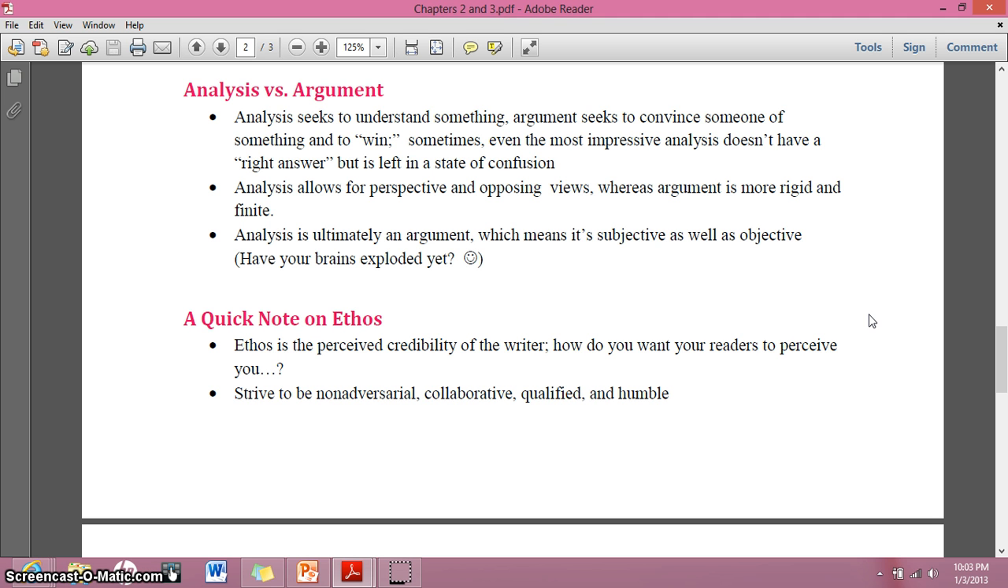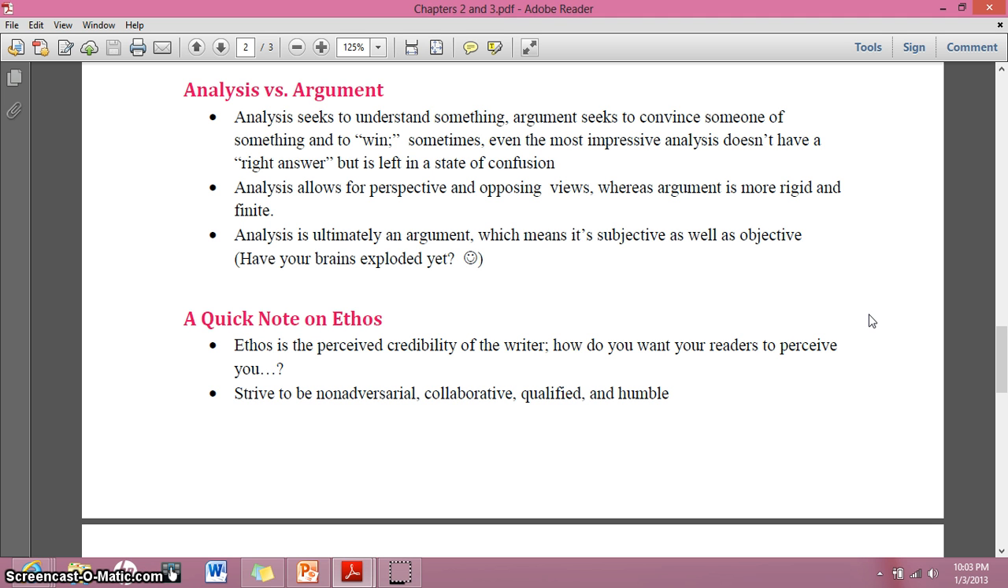But to add to the confusion, of course, we can't make things easy. Analysis is still inherently an argument, because once you analyze something and then you make an interpretation about it, you have to argue for it. But it's not going to be the cutthroat, I'm right type of arguing. You just have to present your evidence and your support and examples and all of that in order to show your reader that your analysis is credible and that your interpretation is well-founded.